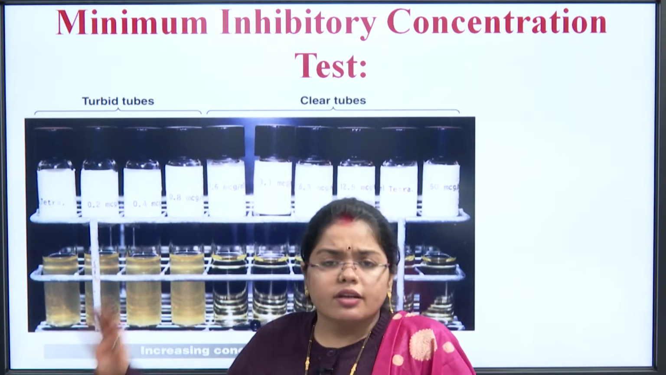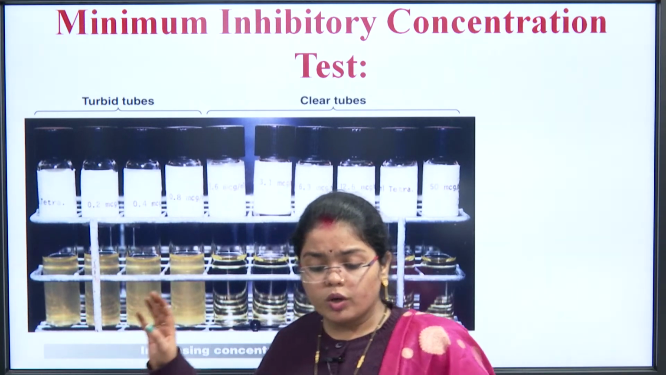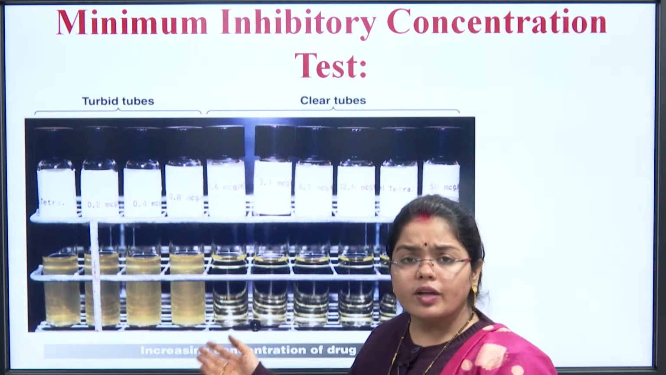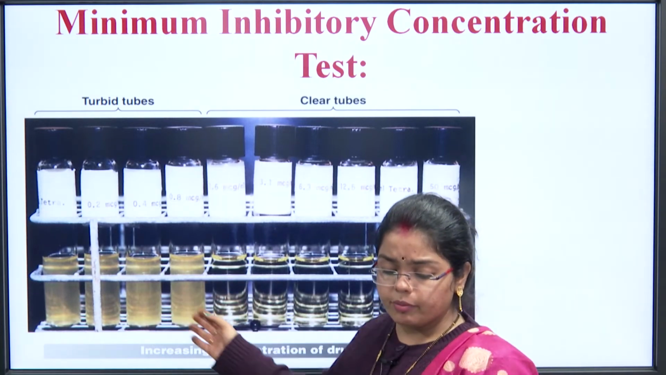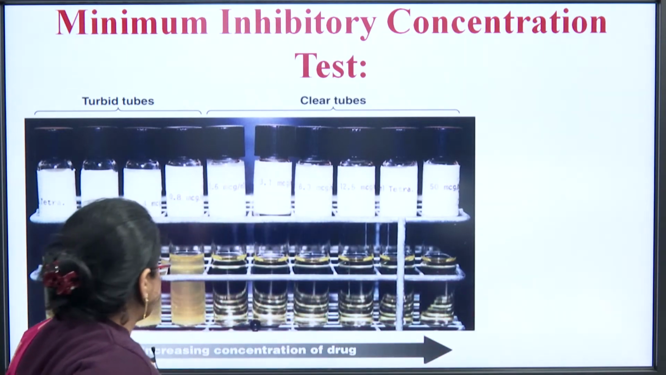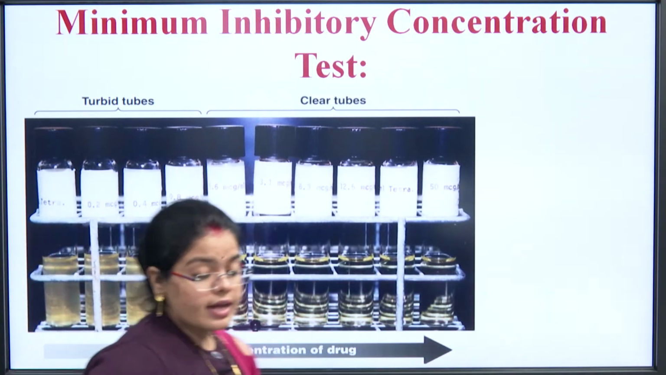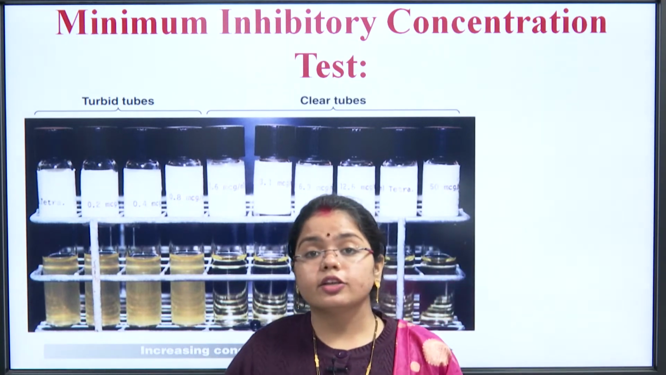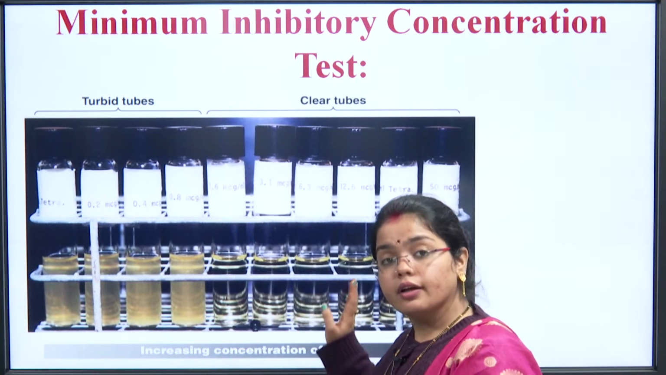Again it is just a figure to show you how laboratory experiments are being done. These are the turbid tubes. It is very clear to you. You can see these are the turbid tubes and these are the clear ones. As you can see here, the increasing concentration of the drug. As the drug concentration was increasing, the liquid started to get clear and the turbidity ended up to the last tube.